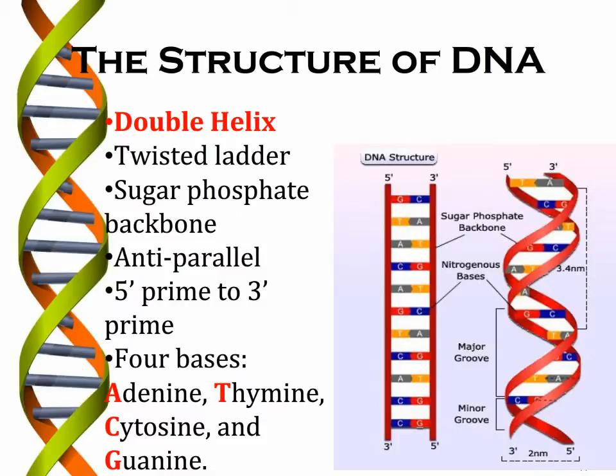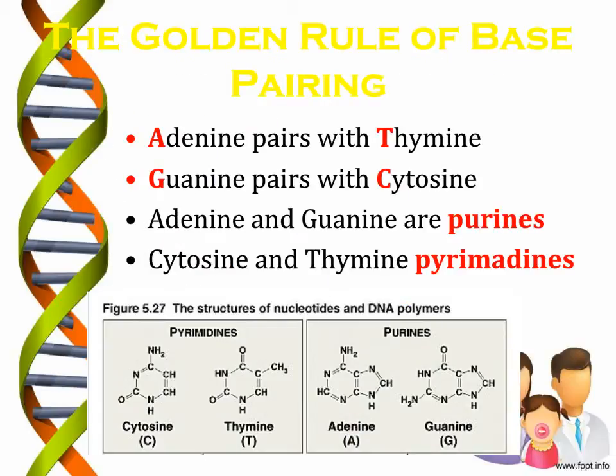Now, you have to join each side of the ladder, and they are joined together at the base. And there are rules to follow when you're pairing each base. A to T, G to C. Adenine always pairs with thymine. Guanine always pairs with cytosine.